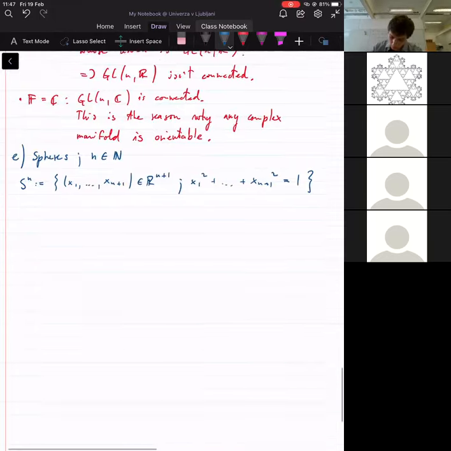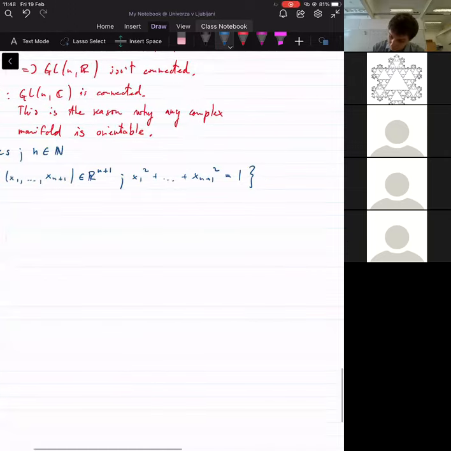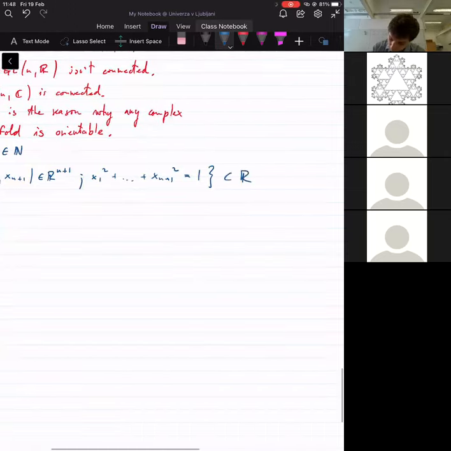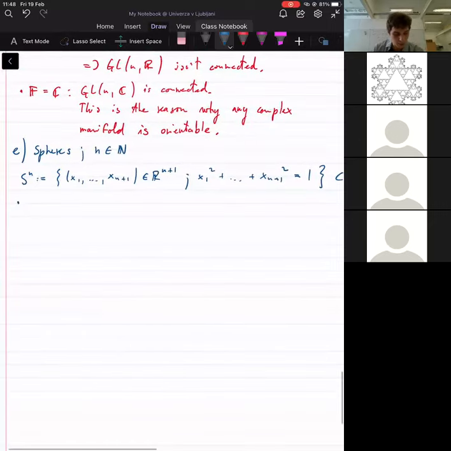Okay, so automatically we have a topology on this set because it is a subset of R^(n+1), right? So it is the subspace topology. Okay, well, I'm not even going to write that we are endowing Sn with the subspace topology, but let us consider smooth structures. Okay, so various smooth structures.